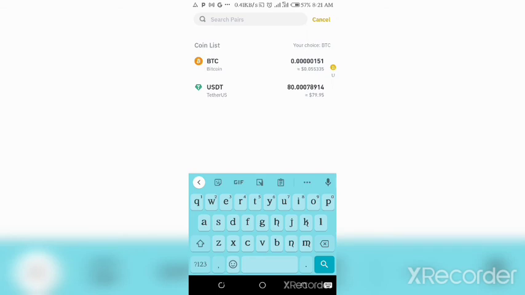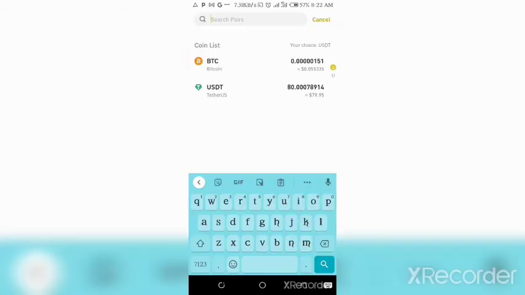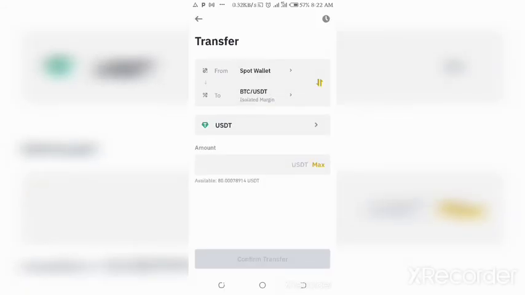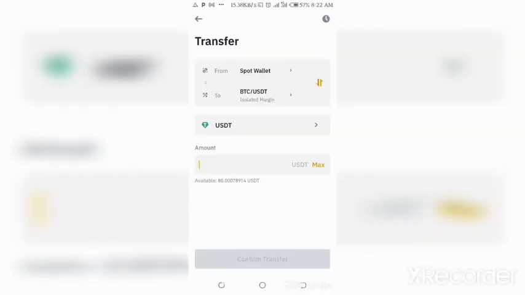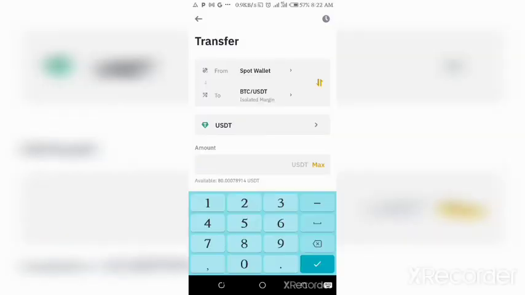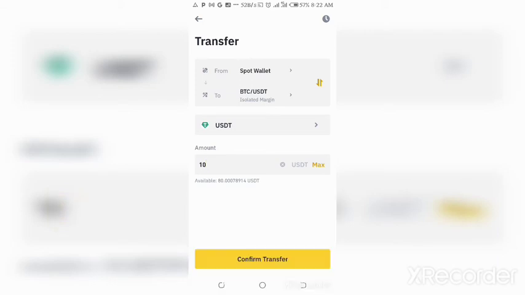When you choose that pair, the coins that make up that pair will be the only coins on your list. So you just tap and change to transfer any that you have. For example, here there is USDT, so I can change and get BTC, or I can change and get USDT depending on what I have. For me, I have USDT. You can transfer all by selecting max, or you can transfer a portion by entering the amount you want to transfer, and you confirm transfer.